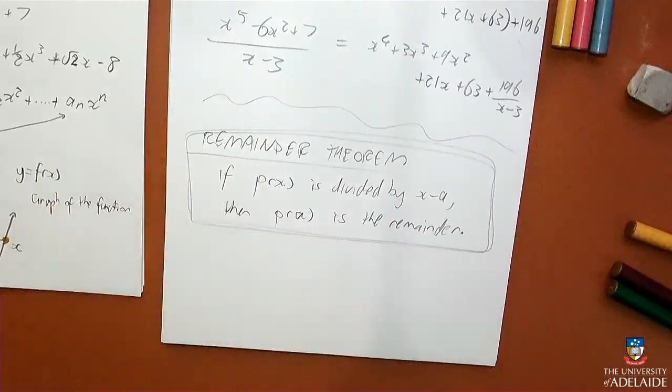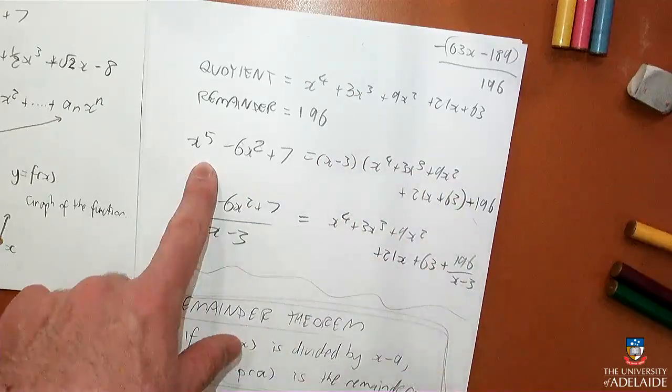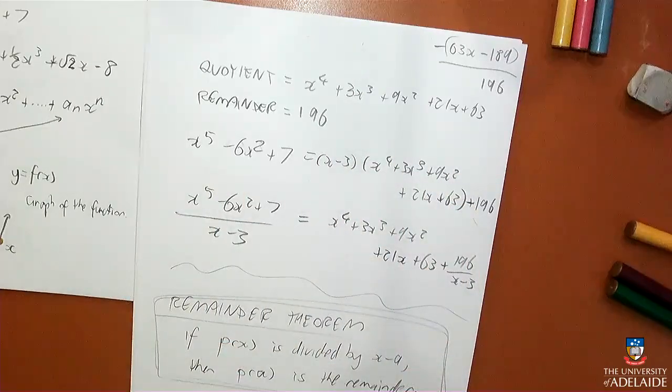And what that does is it gives us one way to at least check at least one part of our answer. Now we could totally check the full answer by actually multiplying this all out and seeing if it did come to x to the 5 minus 6x squared plus 7, and that would check our own answer. But it might be a little easier to just try and check if the number 196 is correct.